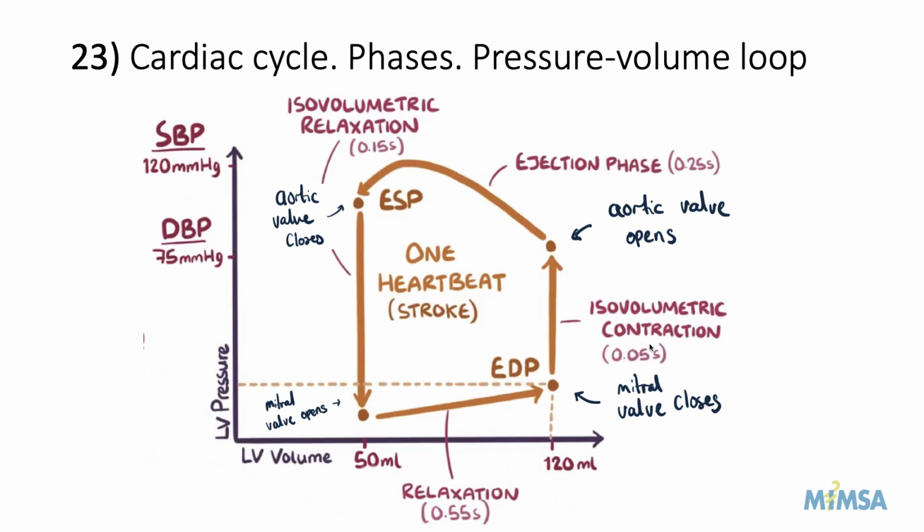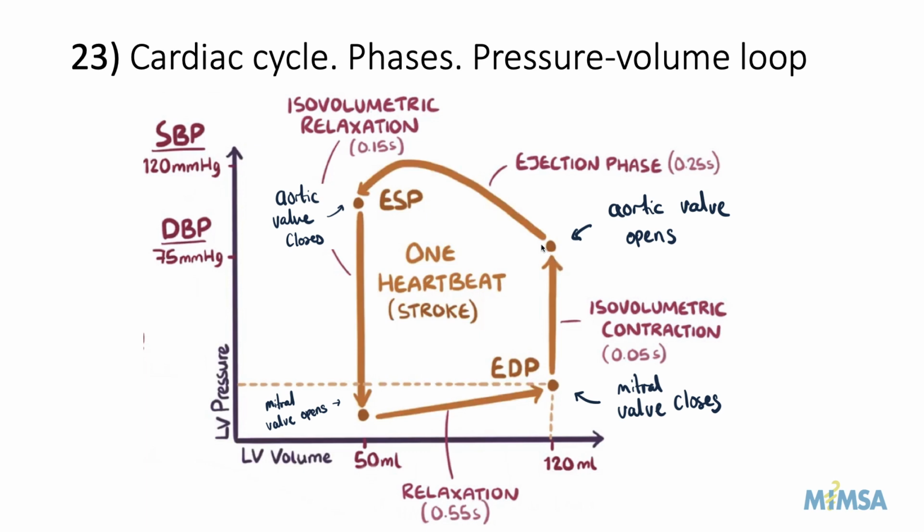It's a very short amount of time, but there's a time where the heart is contracting and there's no movement of blood. When the pressure increases until it reaches about 80 millimeters of mercury, or 75, this is when the aortic valve opens, because the left ventricle pressure has increased above the aortic pressure, and that forces the aortic valve to open.